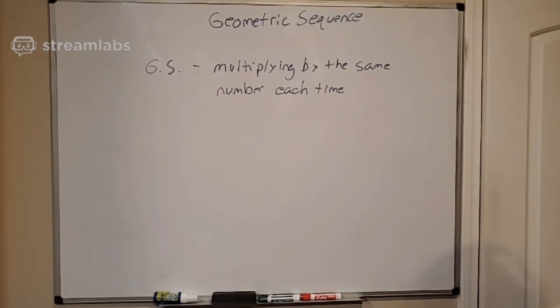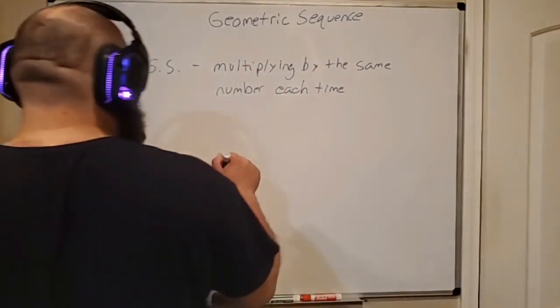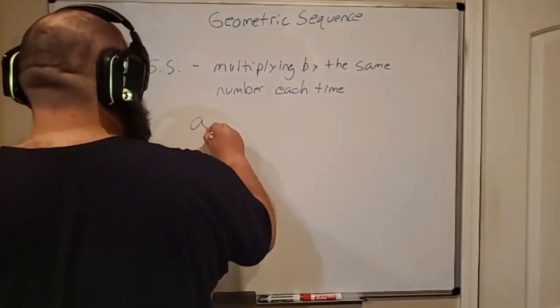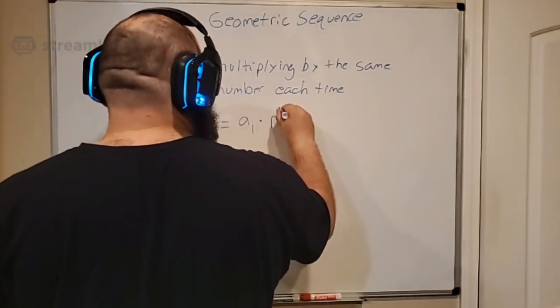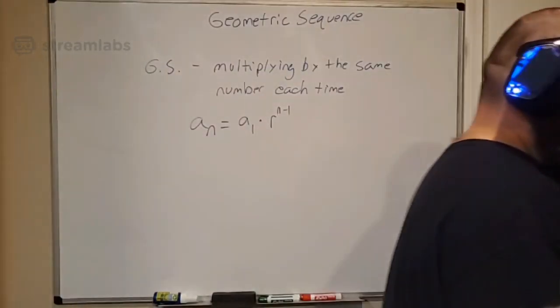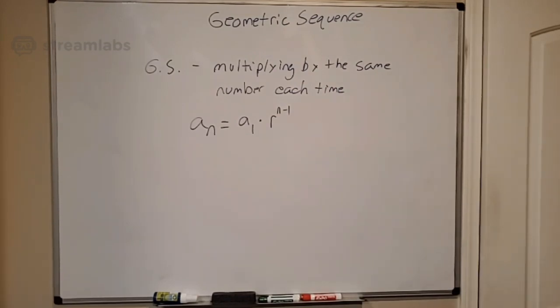So our geometric formula for a term in our geometric sequence will be a sub n is equal to a sub 1 times r to the n minus 1. Some of our values have not changed. So obviously a sub n is our nth term, or our general term. A sub 1 will be our first term.